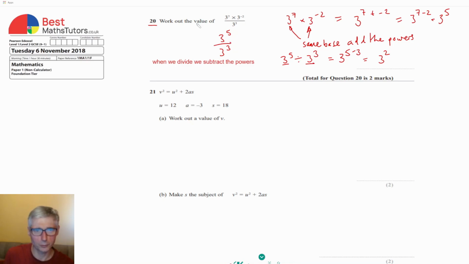Then because we actually want the value of that, we need to work that out. That means 3 squared, which just means 3 times 3, which is 9. And we've finished that question.